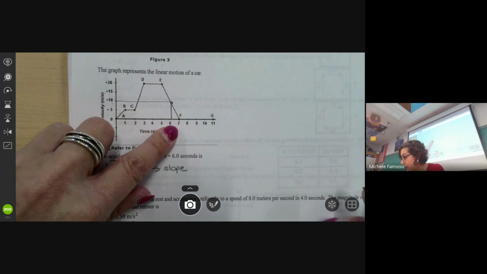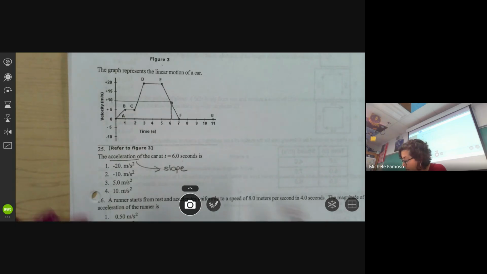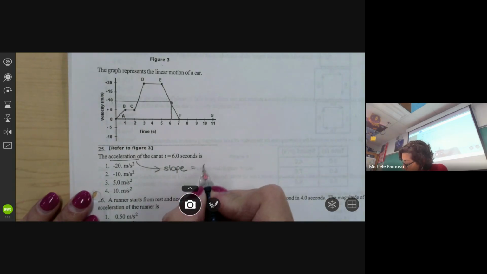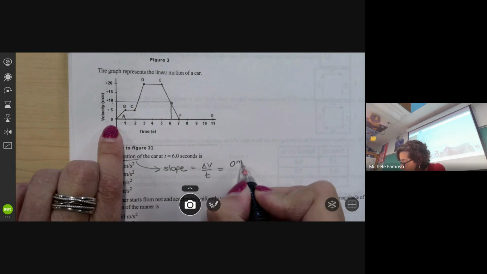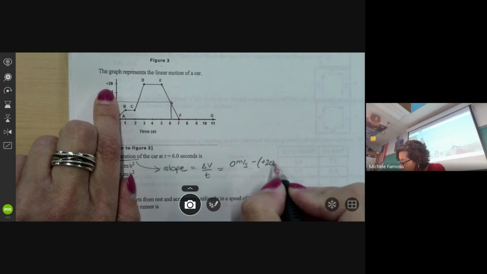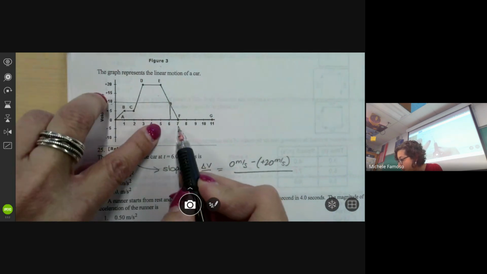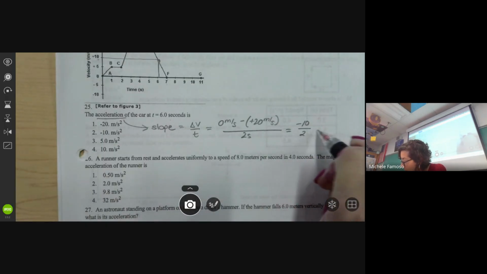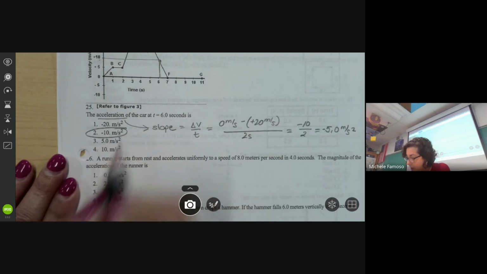Notice that I am on a line. A line has a constant slope, which means the acceleration is the same all the way from point E to point F on the graph. So to get that slope, which would be the change in the velocity over the time, I'm going to take the final velocity, 0 meters per second, and subtract the initial velocity, which is positive 20 meters per second, and divide it by the length of the time for that time interval, which is 2 seconds. So that gives me negative 10 over 2, or negative 5.0 meters per second squared, which is choice number 2.